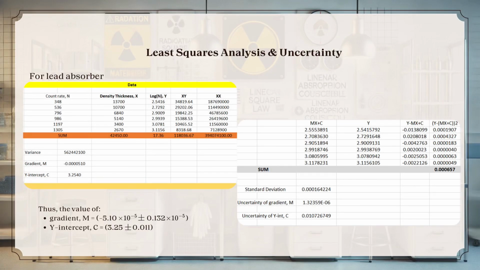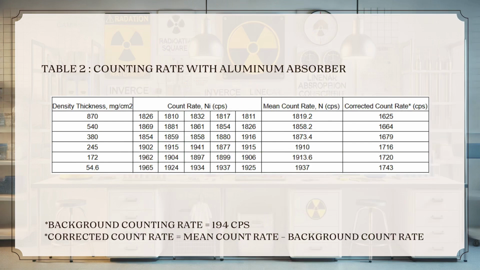This is the least square analysis and uncertainty. In our experiment, the least square method is used to fit a linear trend to semi-logarithmic plots, allowing precise determination of linear absorption coefficients and assessing how well the data aligns with the theoretical models. For lead absorber, the value of gradient m that we obtained from the experiment is negative 5.1 times 10 to the negative 5, plus minus 0.132 times 10 to the negative 5. The y-intercept that we obtained is 3.25 plus minus 0.011.